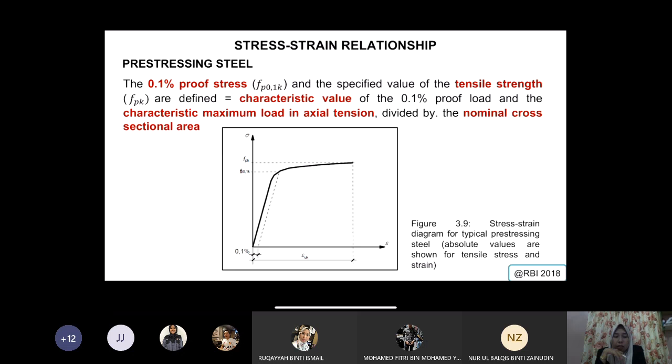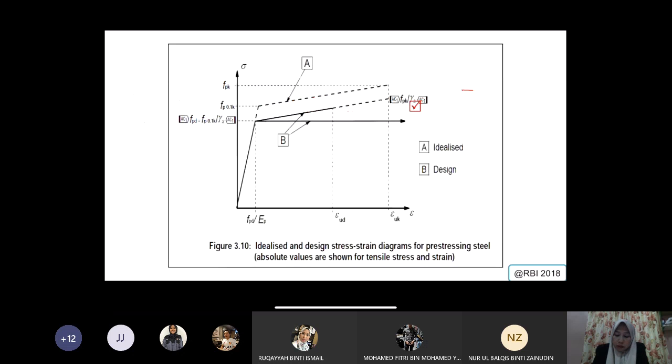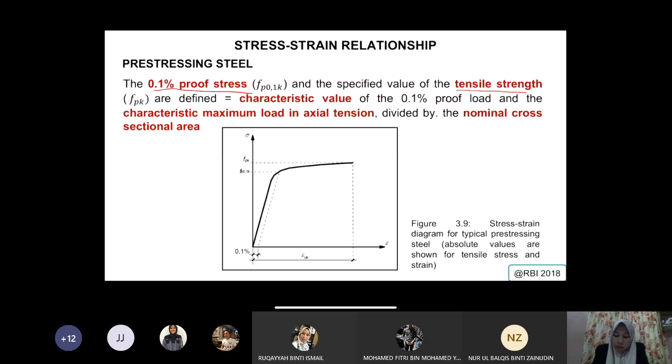Okay, so for your pre-stressing steel, I think we talked about this a bit before. For pre-stressing steel, the stress depends on the 0.1% proof stress, and the specific value of the tensile strength, which is the fpk, is defined, which is this value. Characteristic value of the 0.1% proof load and the characteristic maximum load in axial, by dividing by the nominal cross-section area.